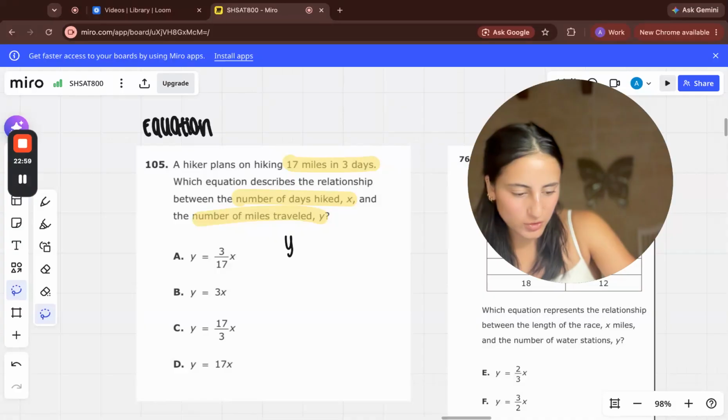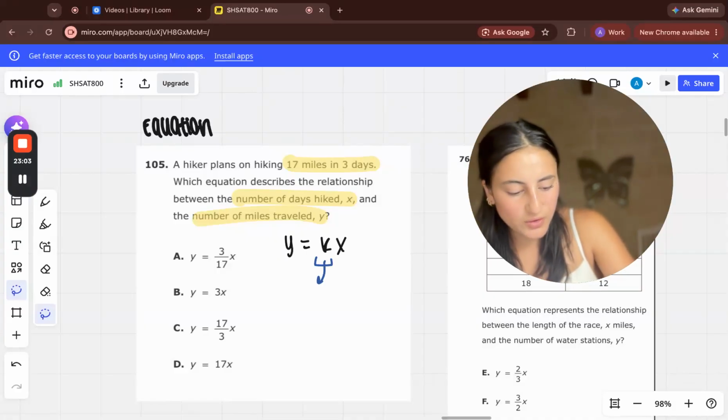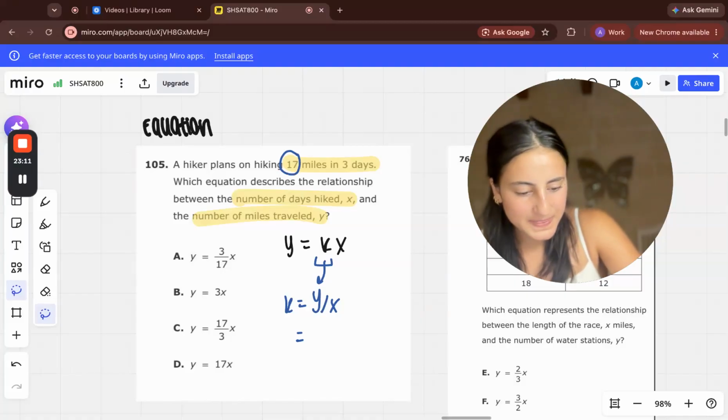Remember, the equation is y equals kx, and in order to find k, we know that k is equal to y divided by x. In this case, the y value is miles traveled, 17, and the number of days hiked is x. So it's going to be 17 over 3.